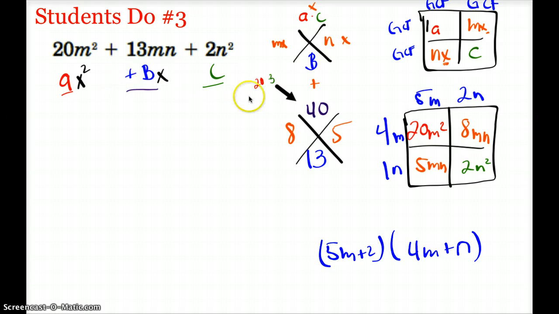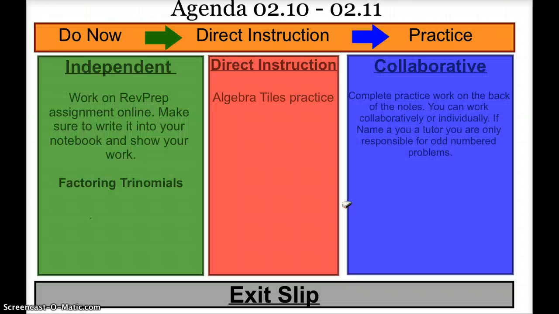Okay, so 20 times 2, I wrote 3, that should be a 2. It's 40. 8 times 5. Put them in here so they fit. GCF, there you go. Pause it to double check. There it is.